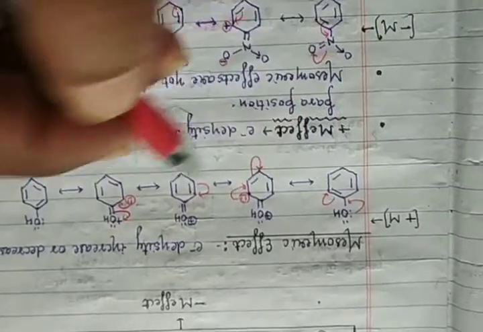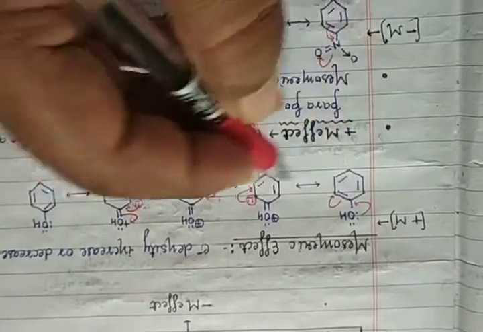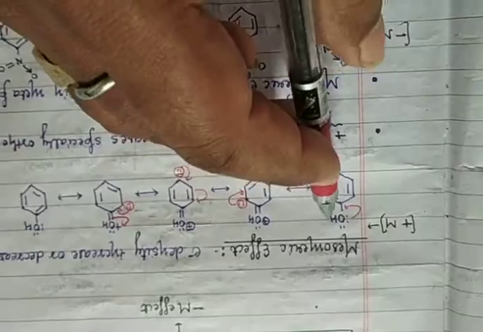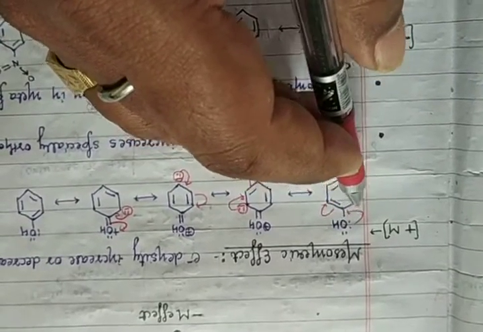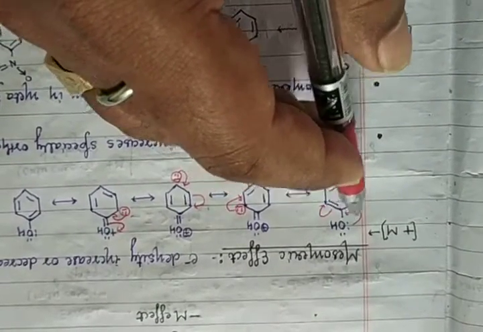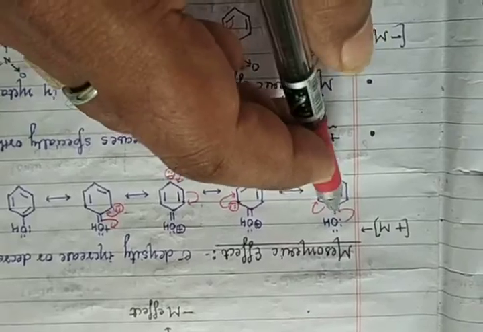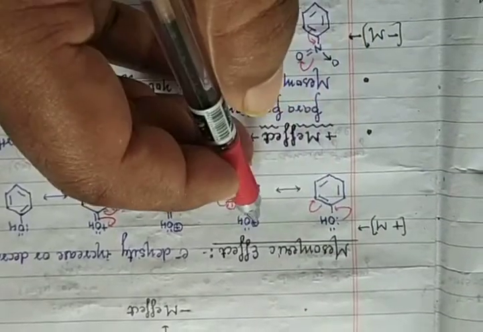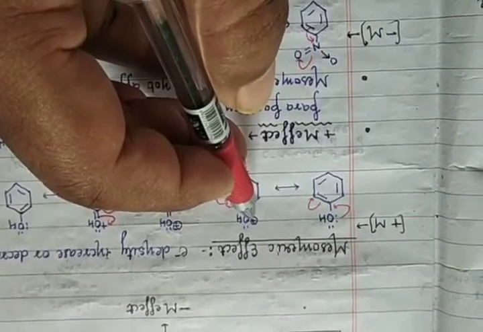Now in this case, how to draw this type of effect? Just check. Oxygen donates 1 electron, so there is formation of a double bond. So for the valency of oxygen, oxygen donates 1 electron, it means oxygen contains a positive charge.